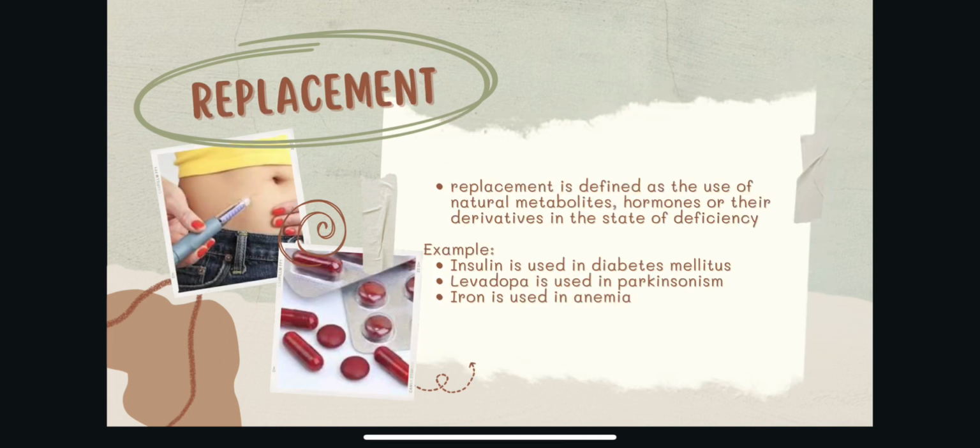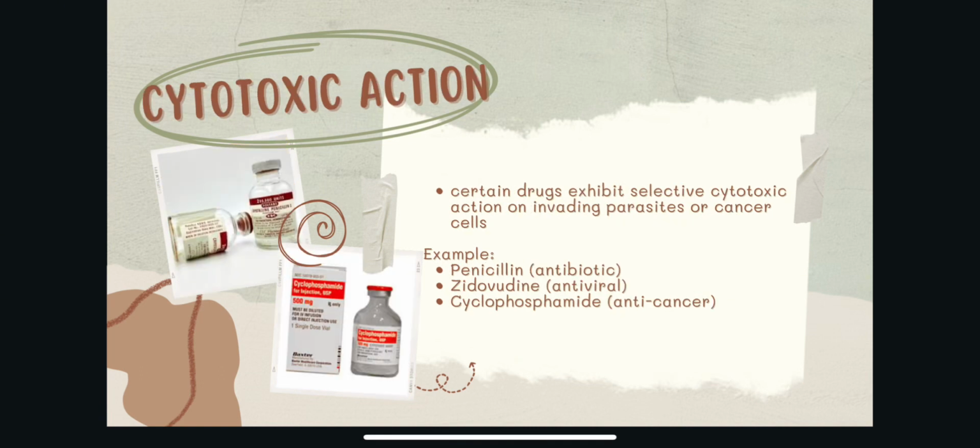And another type of drug action is replacement. Replacement is defined as the use of natural metabolites, hormones, or their derivatives in a state of deficiency. For example, insulin is used in diabetes mellitus, levodopa is used in Parkinson's, and iron is used in anemia. Here comes the last type of drug action, cytotoxic action.